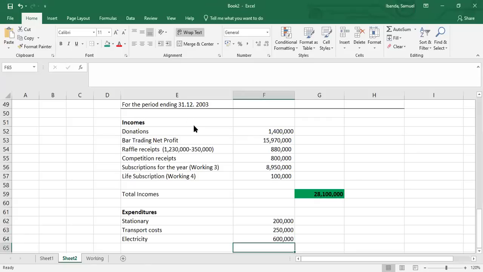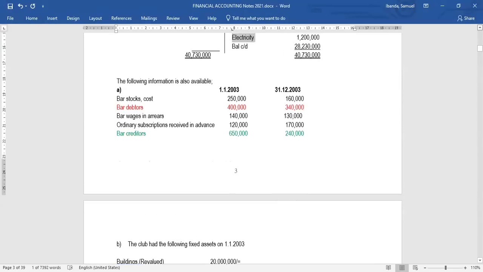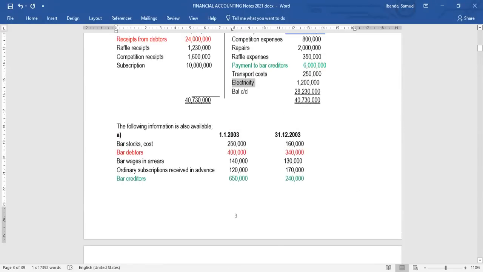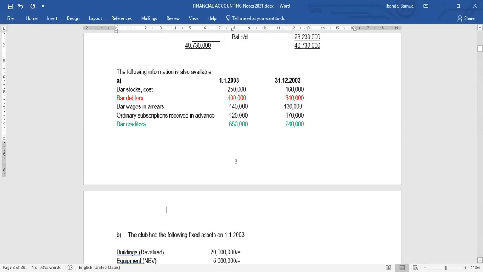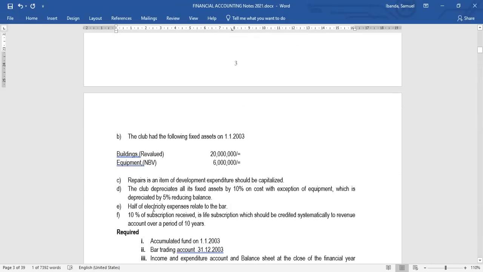So the main thing is to just look and see, do I have any other expense? Now I look through my additional information. The other expense I definitely have is the depreciation, depreciation of buildings and equipment. Now, they have told us that the club depreciates all its fixed assets on 10% on cost, with the exception of equipment. So buildings are depreciated at 20%. So I'm just going to calculate this from here.